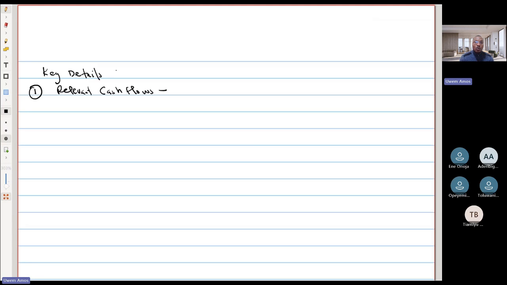The second thing we're going to look out for is the duration of the investment. So on the relevant cash flow, when we read the question again, we'll try to ask ourselves whether or not it's relevant for our decision. The second thing would be the duration of the project.